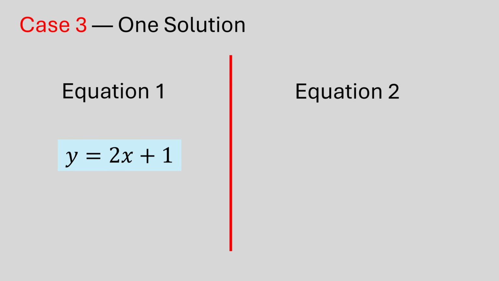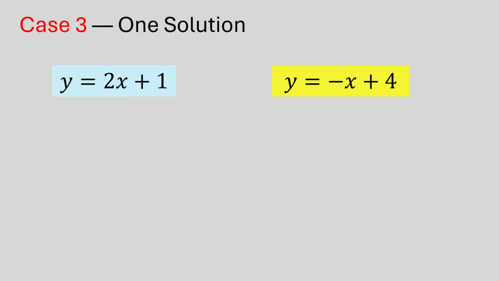Case 3. One solution. Equation 1: y equals 2x plus 1. Equation 2: y equals negative x plus 4. First, make sure each equation is in y equals mx plus b form. So, we can compare slopes and intercepts.